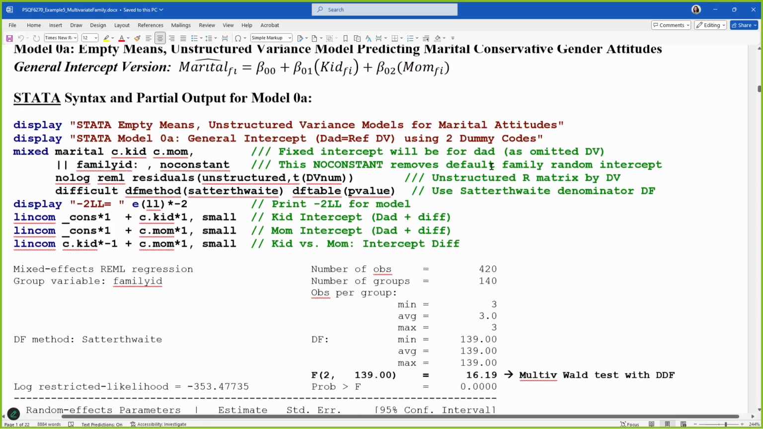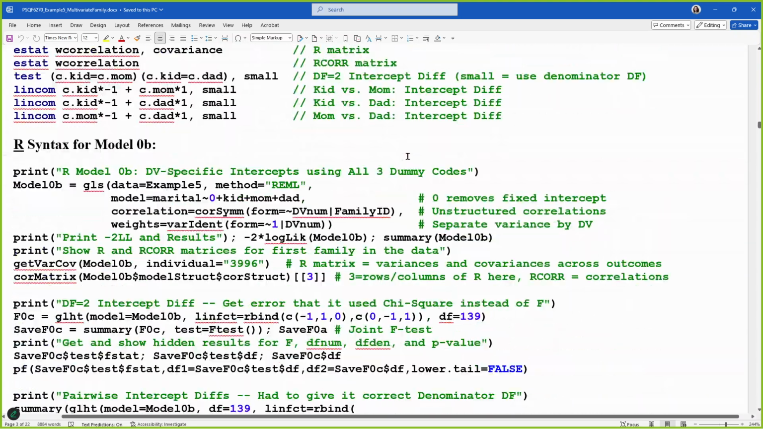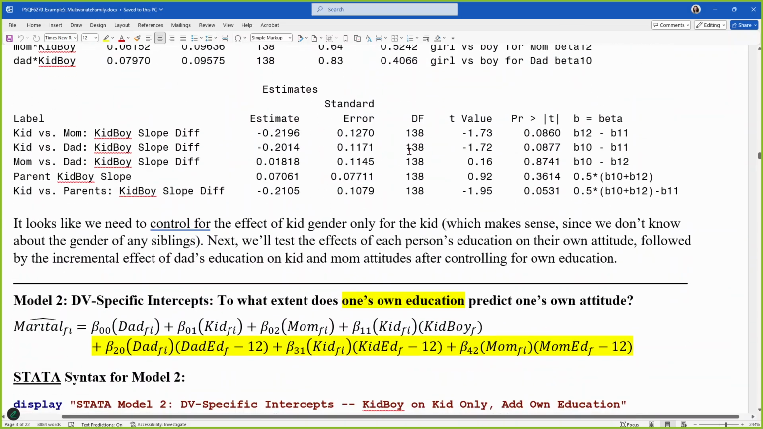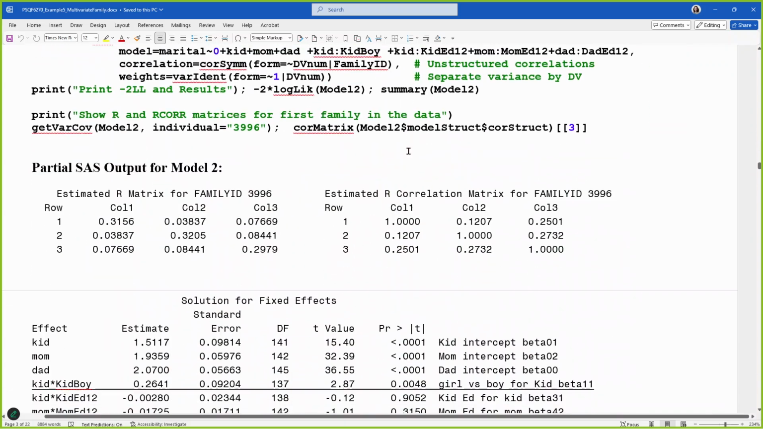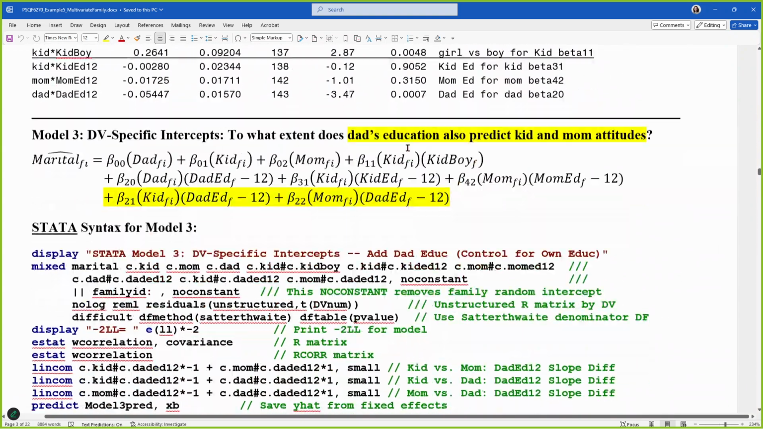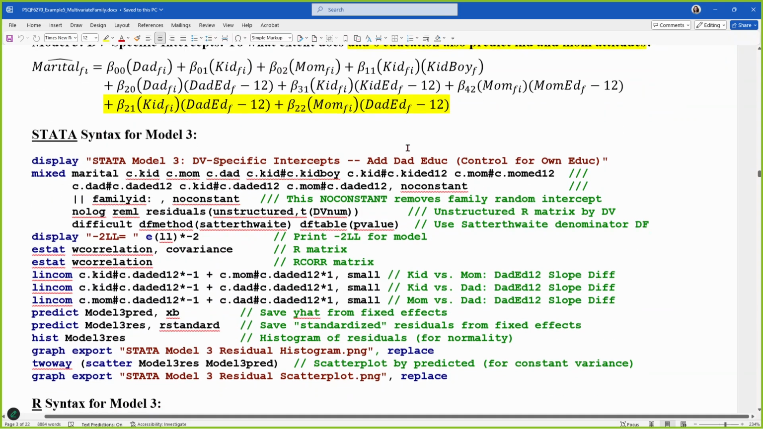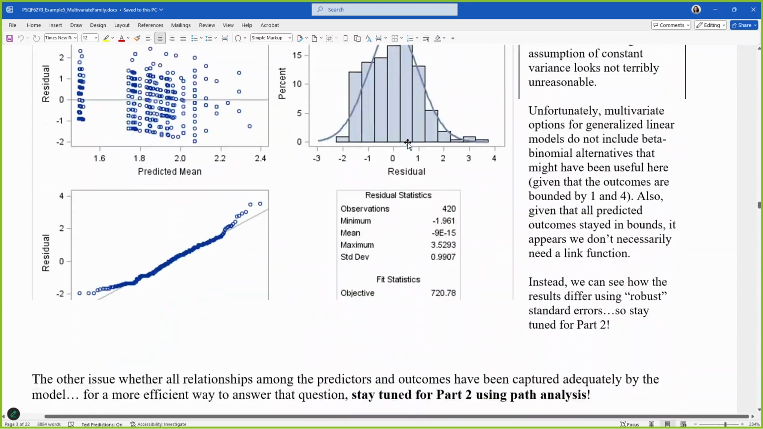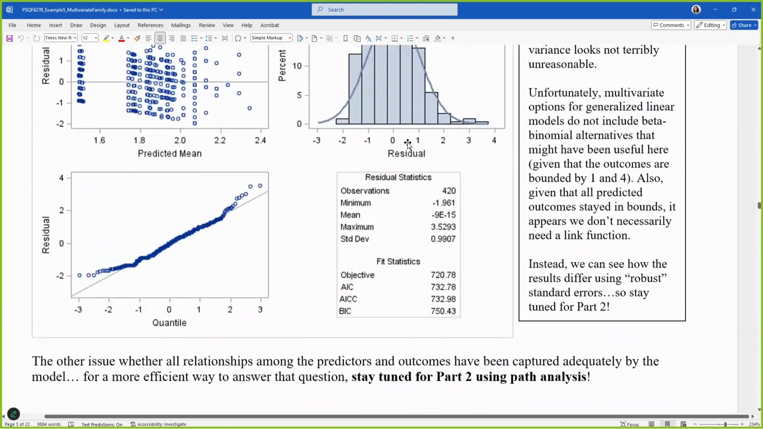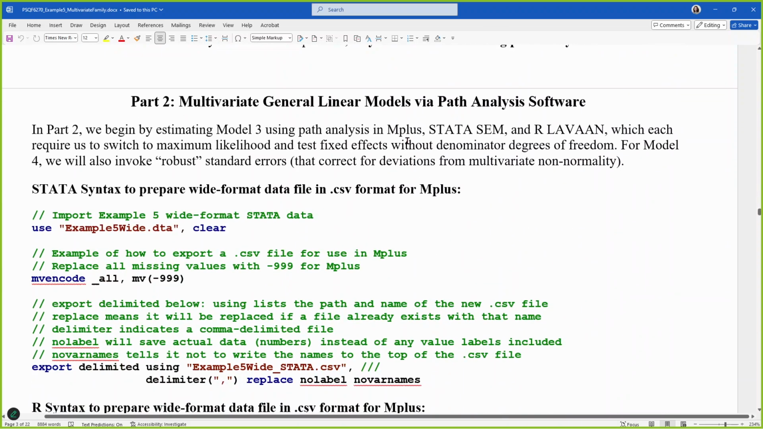Let's see. We finished part 1 last time. We found out that dad's education predicts dad's attitudes, but not the other people's. And I thought that was going to be my final model, model 3 here. Checked the distribution fit, seemed not great, but not terrible.